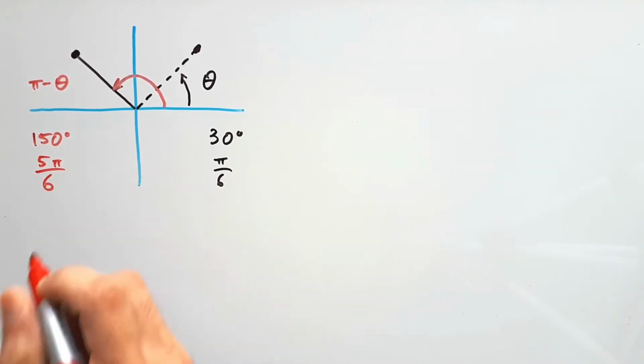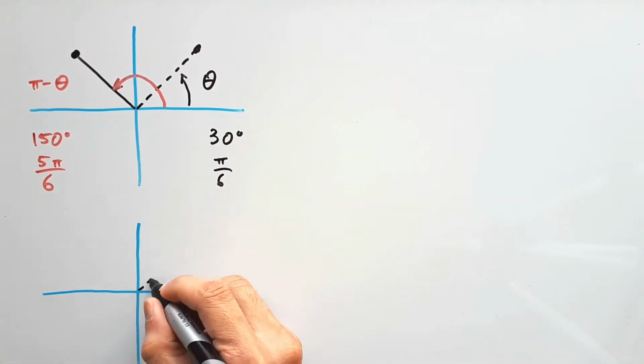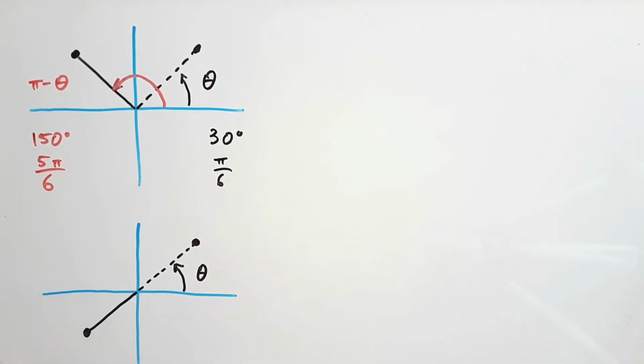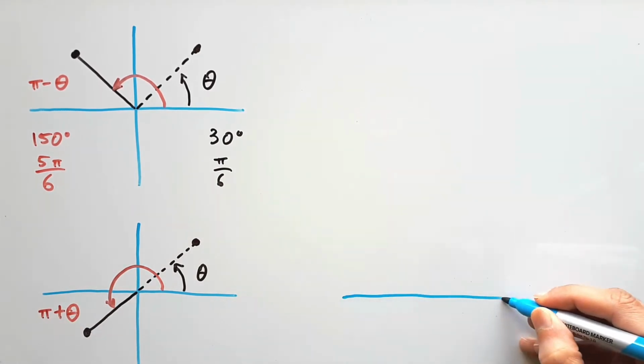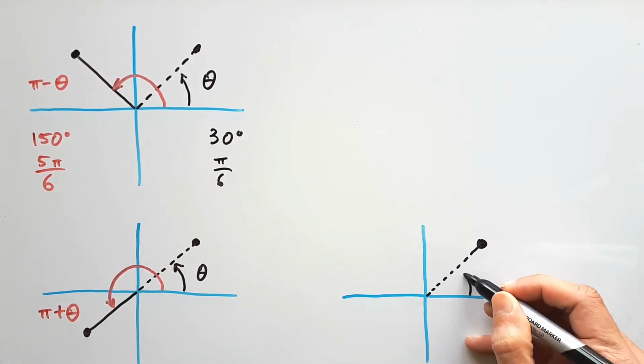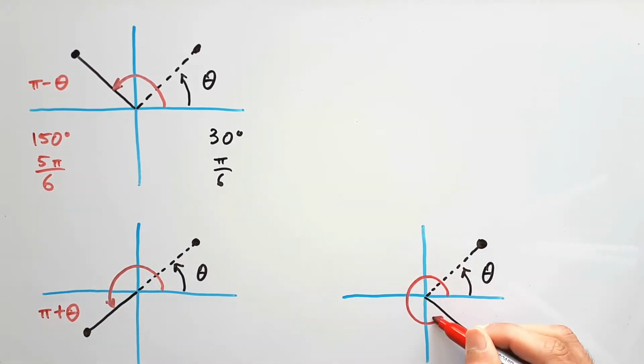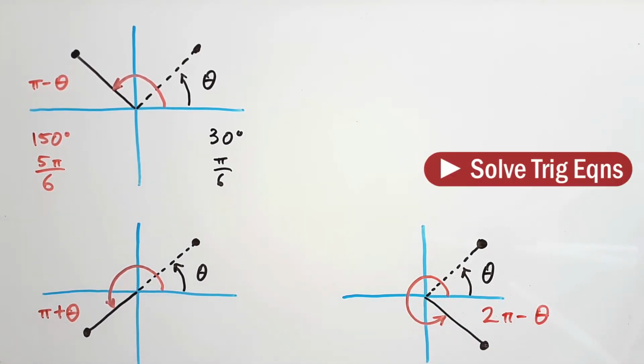On the other hand, if we are reflecting all the way into the third quadrant, then the angle is pi plus theta. And similar to this, the fourth quadrant is 2 pi minus theta. If you watched my video on solving trig equations, you'll notice we use the same concept there to calculate answers from a reference angle, because it's all about symmetry.